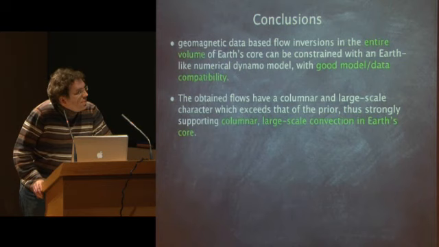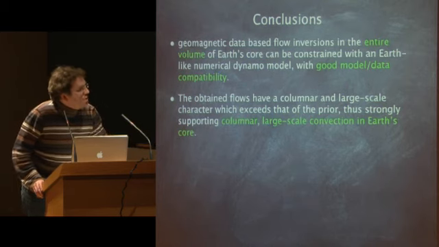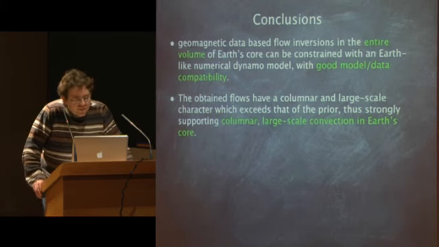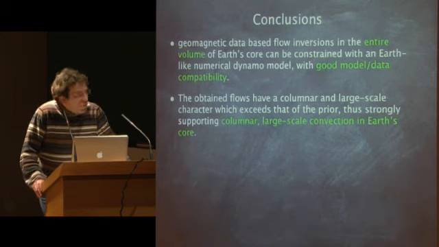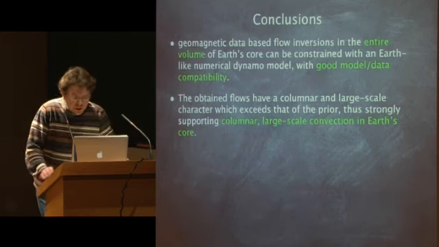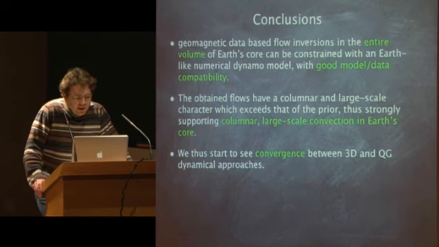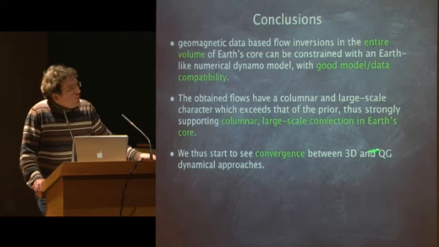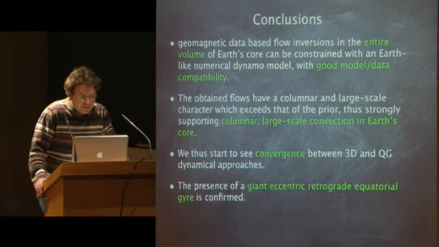So this is interesting because the data tends to adapt on the natural tendency of the model to produce columnar structure and large-scale structure. So I would say this is a strong hint that supports this type of convection in Earth's core. We also start to see something that is going to be interesting for our future work, a kind of convergence between a full three-dimensional based and quasi-geostrophic dynamical approaches.